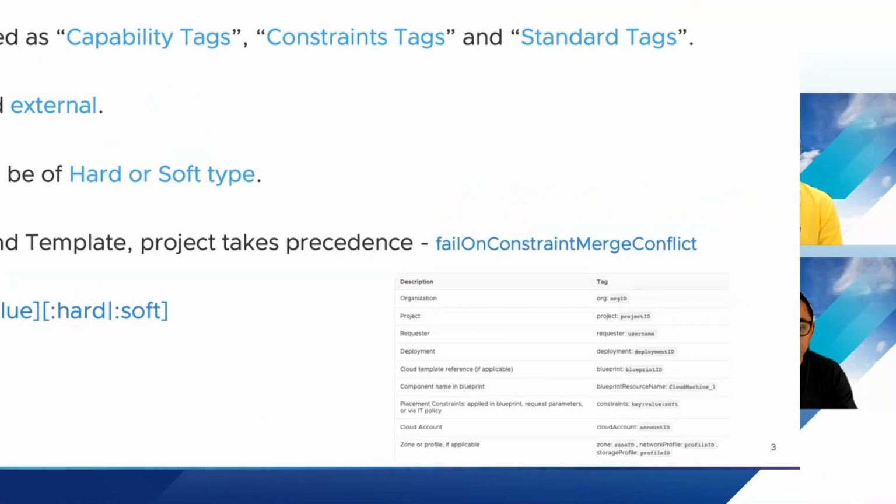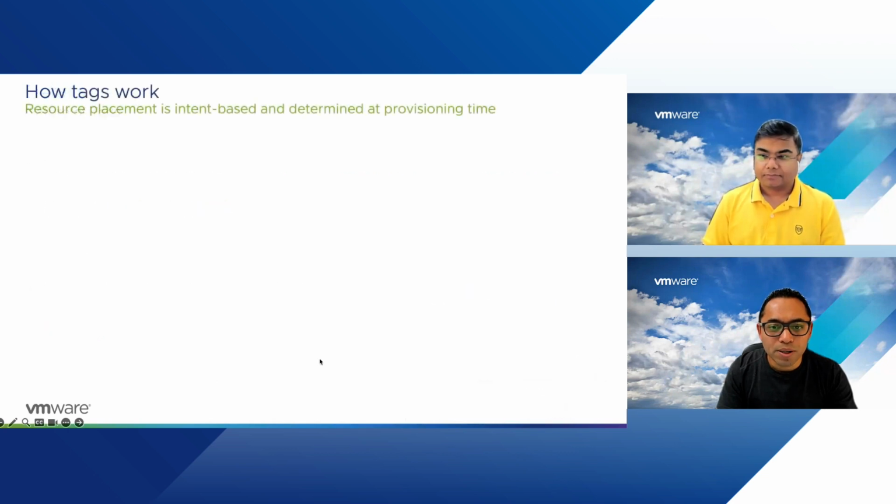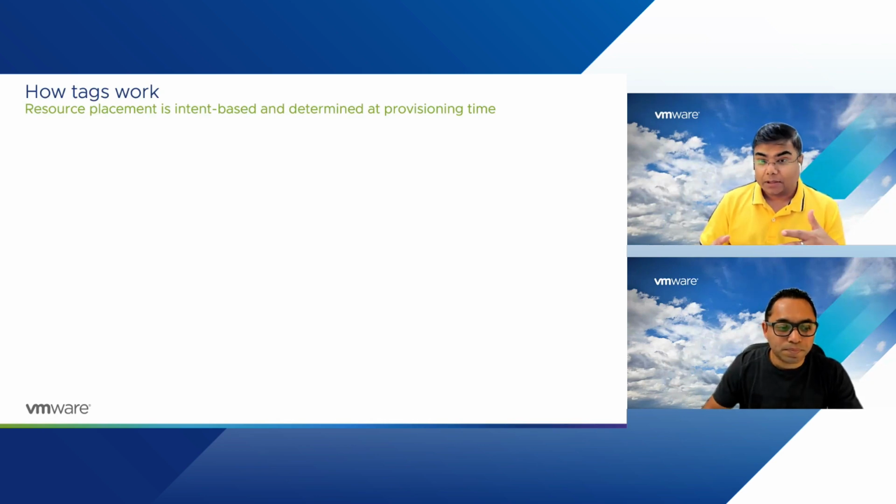Got it. Okay, so we covered the what of tags. Now let's talk about how. Tell us how it actually works in any automation framework. Right. It is majorly used in Aria Automation for placement. And then we will see how it's used in other environments as well, or other use cases. But let's talk about the placement first.